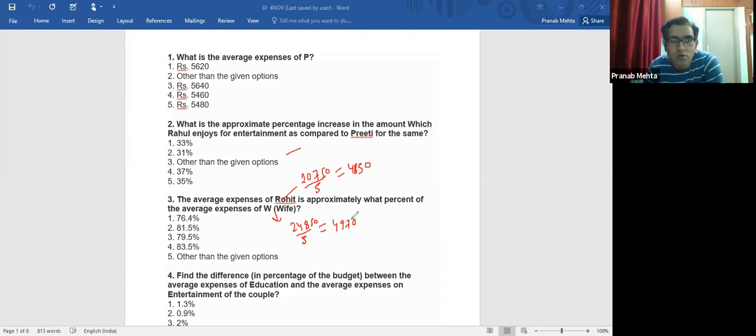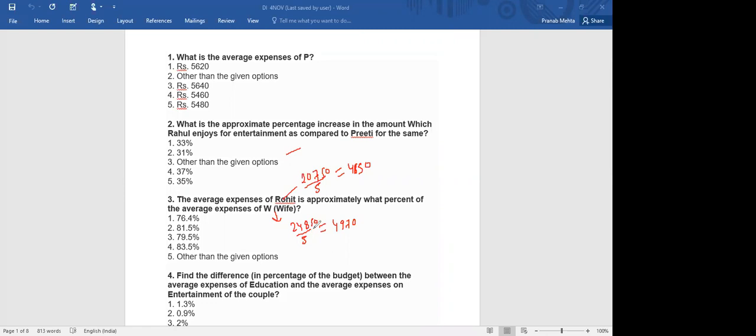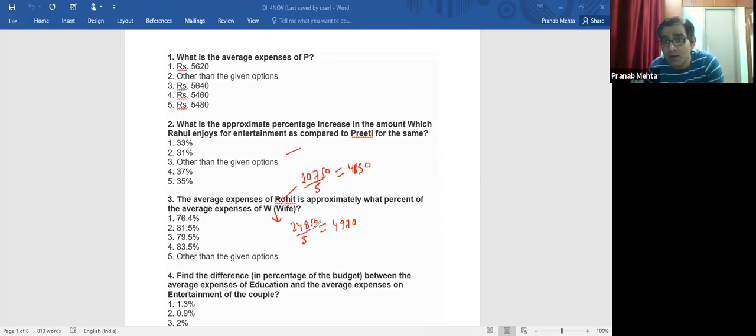All right. So for the total expense average, we have 20,750 divided by 5, which is 4150. Similarly, the wife's total expense is 24,850. All of you are understanding now why we are dividing it by 5? Have you understood? If you don't understand, please ask me, otherwise my complete effort will get wasted.